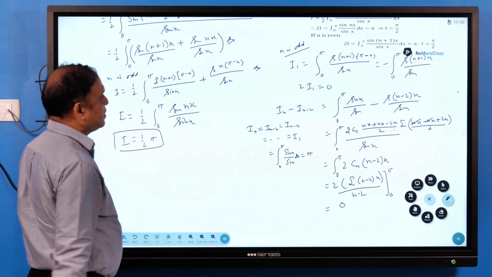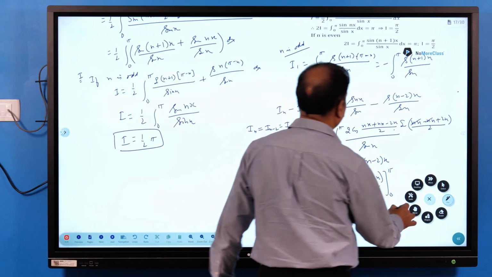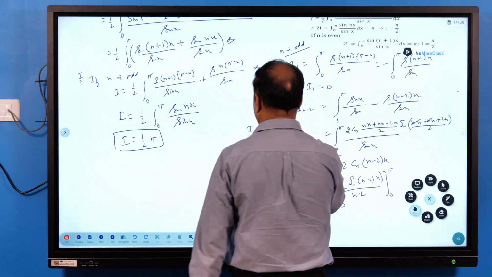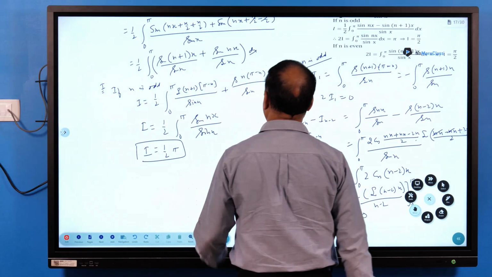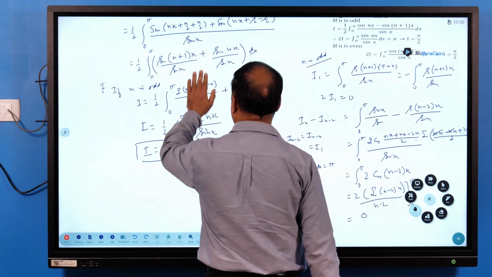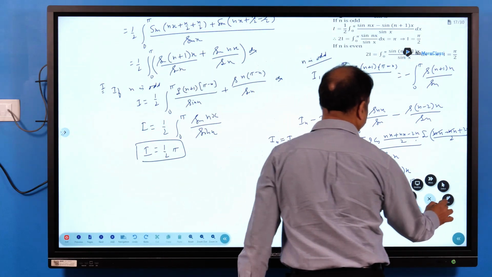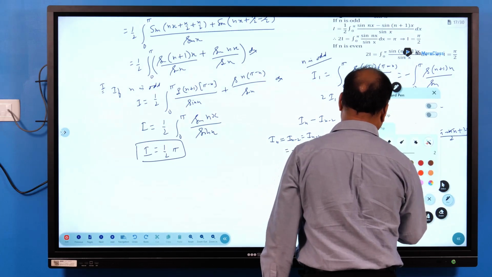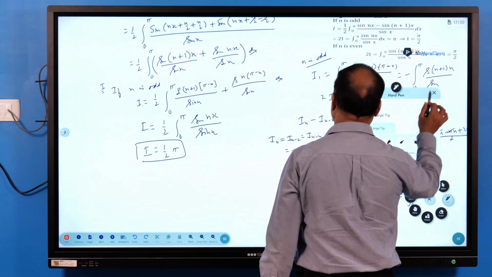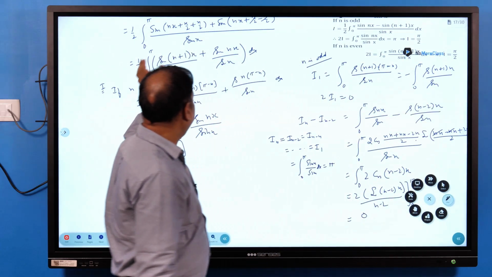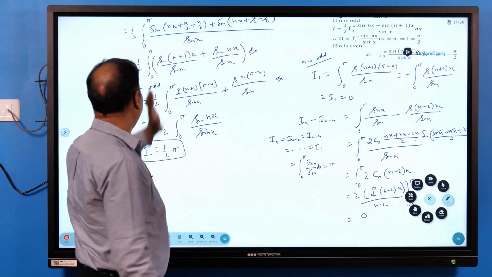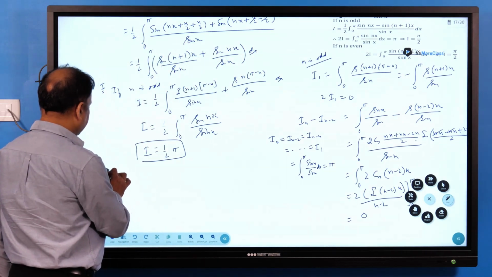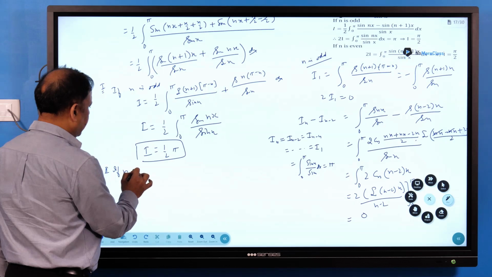So the answer is pi by 2 if n is odd. Now the second case, we have to take when n is even. If n is even, then this part will be 0 and this will be left, because in the case when n was odd, this was even, so this was 0. When n is even, this will be 0, so this will be left.